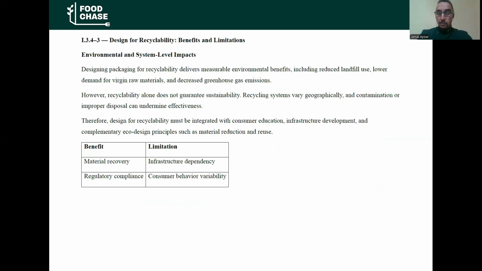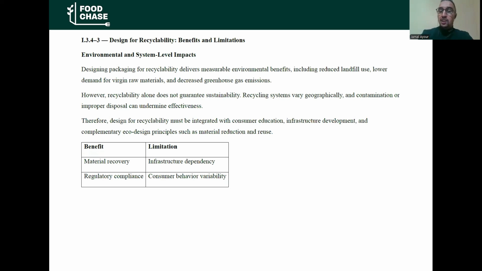A design for recyclability with environmental impact and system level impact. As you can see in this slide, designing packaging for recyclability delivers measurable environmental benefits, including reduced landfill use, lower demand for virgin raw materials, and decreased greenhouse emissions. All this information shows that the design of your product will impact different axes: the quality axis, production axis, cost axis, and then the environmental axis of your product.